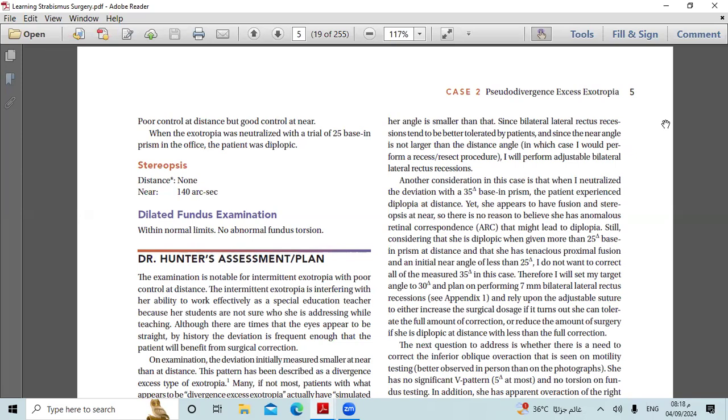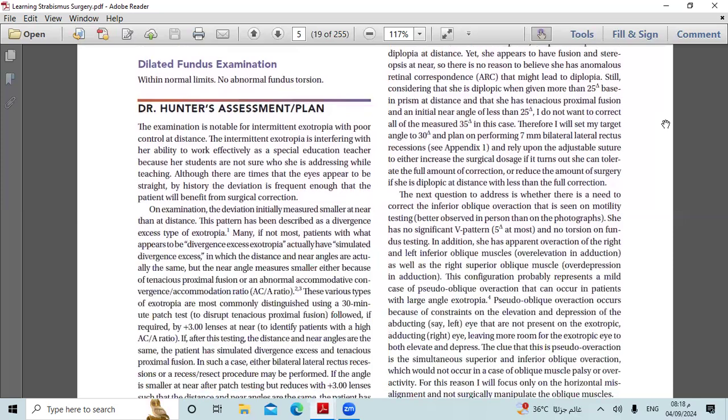Still, considering that she is diplopic when given more than 25 prism diopters base in prism at distance, and that she has tenacious proximal fusion and an initial near angle of less than 25 prism diopters, I do not want to correct all of the measured 35 prism diopters in this case. Therefore, I will set my target angle to 30 prism diopters and plan on performing 7 mm bilateral lateral rectus recessions, and I rely upon the adjustable suture to either increase the surgical dosage if it turns out she can tolerate the full amount of correction or reduce the amount of surgery if she is diplopic at distance with less than the full correction.